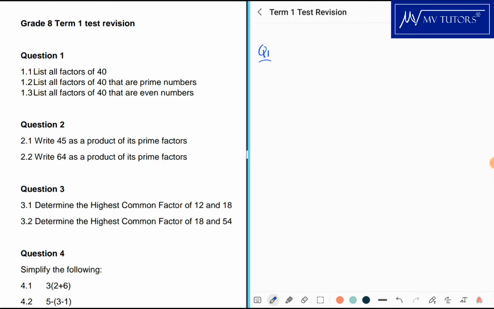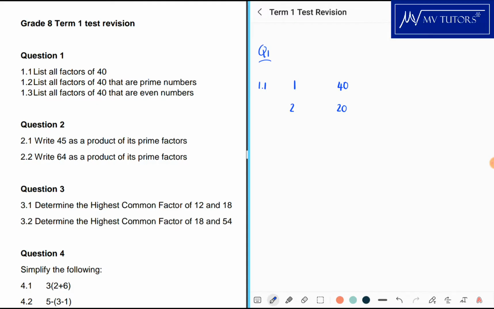Now, question 1, let's look at 1.1. It says, list all the factors of 40. All right, let's do that. So we have 1 and 40, 2 and 20. Remember, we've done this before. So this is just us doing a recap of everything.